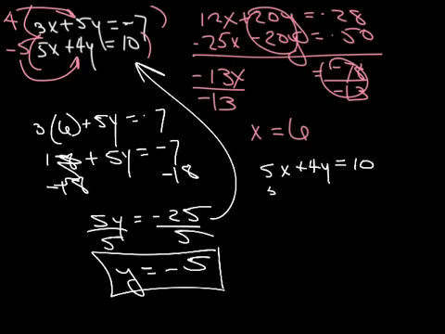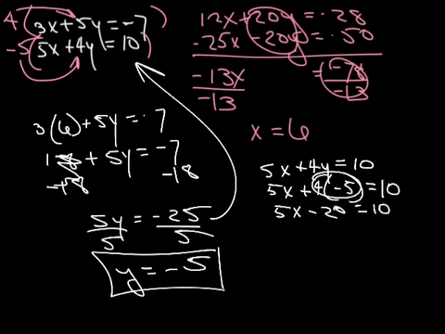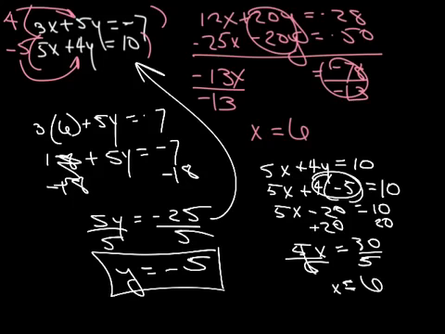And we're going to put negative 5 in there for y. Four times negative 5 is negative 20. Add 20, add 20, so we have 5x equals 30. Divide by 5, divide by 5, those go away, x equals 6. So I get for my answer an x value of 6, a y value of negative 5.